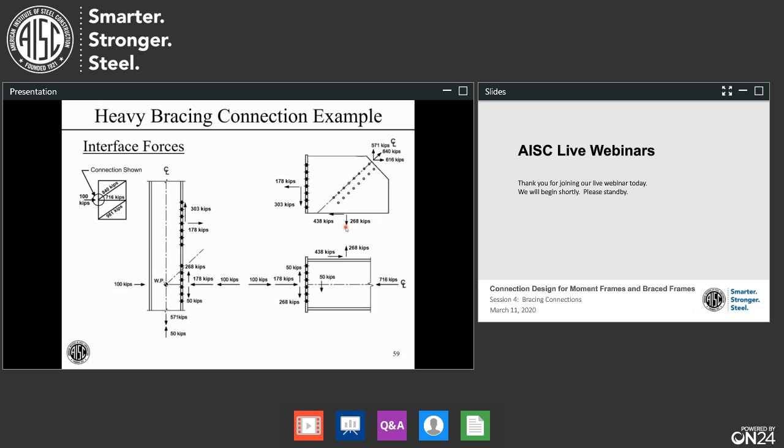Going to the beam side, we have this 268 carrying across, and that 268, if this brace is in compression, is adding to this 50. So we have a pretty good size shear there. The 50 is just a reaction at the end of the beam due to other loads. You can see how all these are adding up. We have the 100 kip transfer force adding with this 178. So the interface force right here is 278 kips as far as the compressive force goes. Note if this force was in the other direction, these would all be reversed.